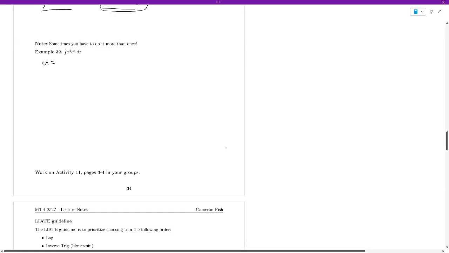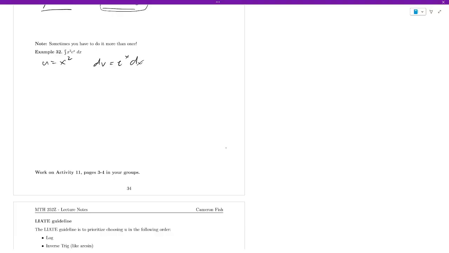So I claim that a good u to pick is u is x squared, dv is e to the x dx. Now we take the derivative here, du is 2x dx, and we take the antiderivative here, v equals e to the x. That's the antiderivative of e to the x. I do my zigzag thing. We're going to get that the antiderivative of the original is what? U times v minus the integral of v du. So e to the x is v, and then du is 2x dx.